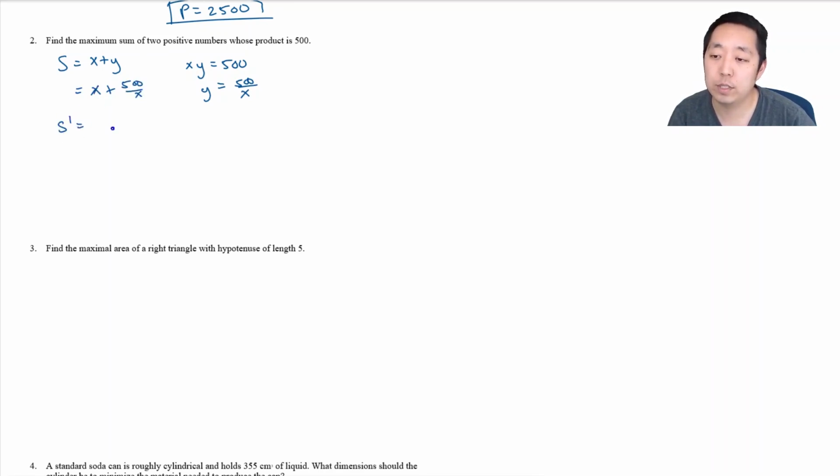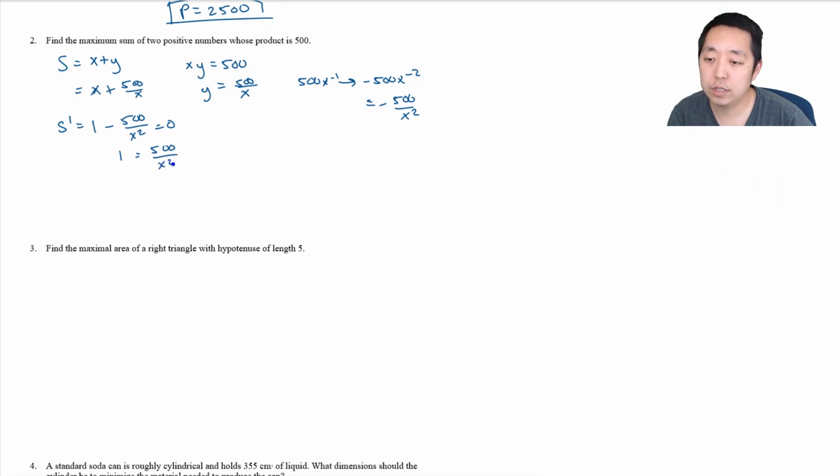And so s prime, the first derivative, is going to be 1 and then 500 x to the -1. The derivative of that would be -500 x to the -2, which is equal to -500 over x squared. So this is going to be 1 minus 500 over x squared is equal to 0. So I rearrange this. That gives me x squared is equal to 500. So x is equal to plus or minus the square root of 500. But because this is telling us two positive numbers, I only want the positive number. So x is equal to, I can take out 100, so it's 10 root 5.